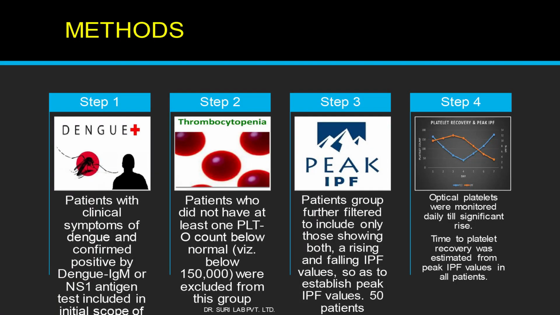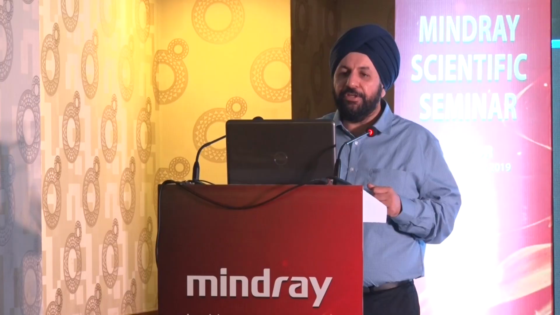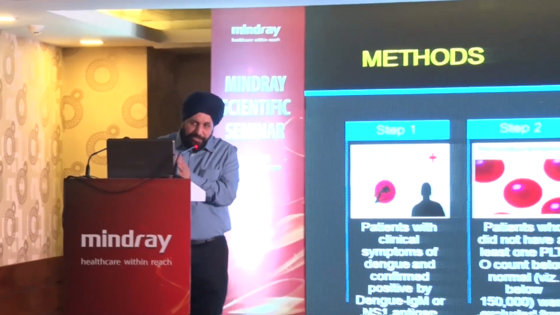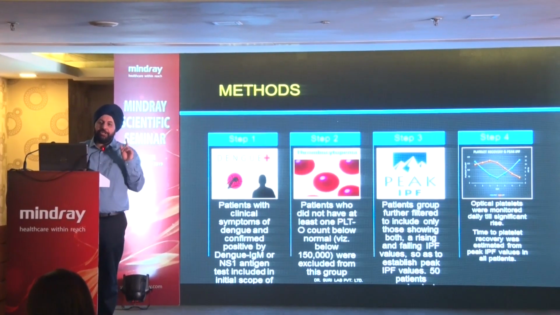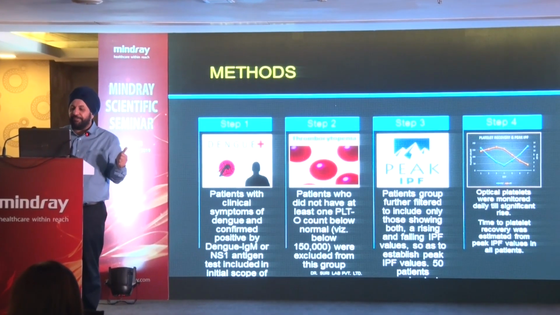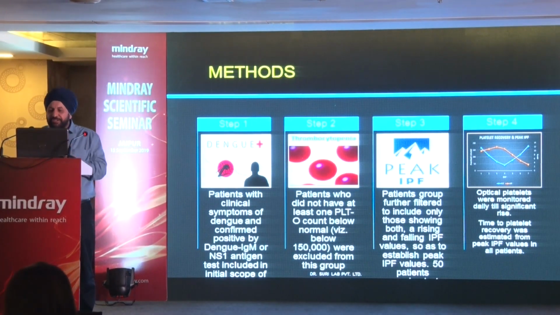We used a simple 4-step methodology. We first selected patients with clinical symptoms of dengue which were confirmed either using dengue NS1 ELISA or dengue IgM capture ELISA. Then patients who did not have thrombocytopenia were excluded from the group because they did not pose a challenge for IPF to get elevated. Then we further filtered these patients to keep those with both rising as well as falling trends. If we had 3 or 4 values which were just falling or just rising, we excluded those patients because we wanted to establish a peak IPF value for each of our patients. At this stage we had about 50 patients left.